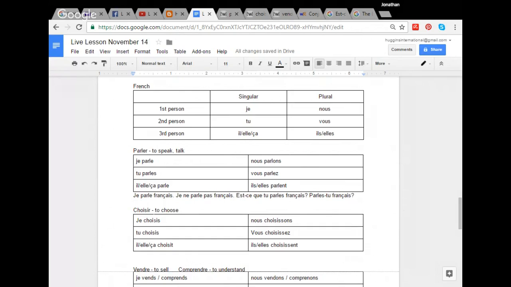And so here we have choisis, choisis, choisit, choisissons, choisissez, choisissent. Notice that an S by itself is a Z sound, and a double S, like you have in nous choisissons, is an S sound. But one S is a Z sound.